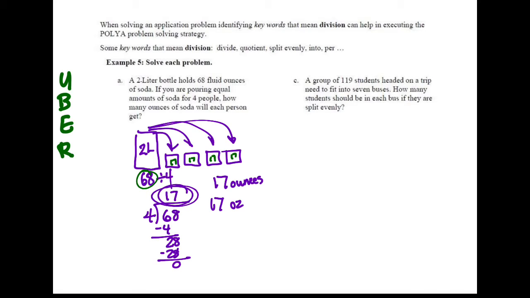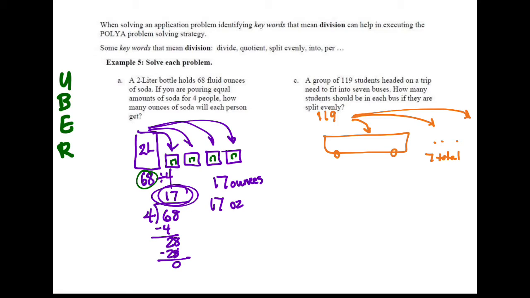And C. A group of 119 students headed on a trip need to fit into 7 buses. How many students should be in each bus if they are split evenly? Okay, so school bus, there we go. That's what we're using. And we have 119 students, and they need 7 buses. So here's one, there'll be another, and another, etc., right? We have 7 total. So we're going to take 119 and split it into 7 parts.